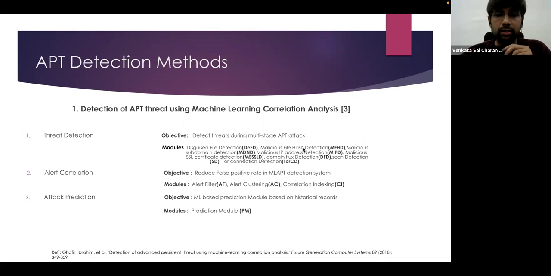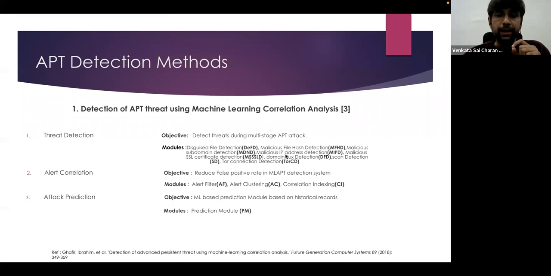And the third one is the malicious subdomain detection module. Usually these APT groups will try to communicate with an external command and control server through some malicious domain generation algorithm. So the domain names will look like normal domains, but they are malicious. It will try to establish a secure connection to those domains, and then it will exfiltrate the data. So the malicious domain detection module will try to identify that kind of blacklisted domain names.